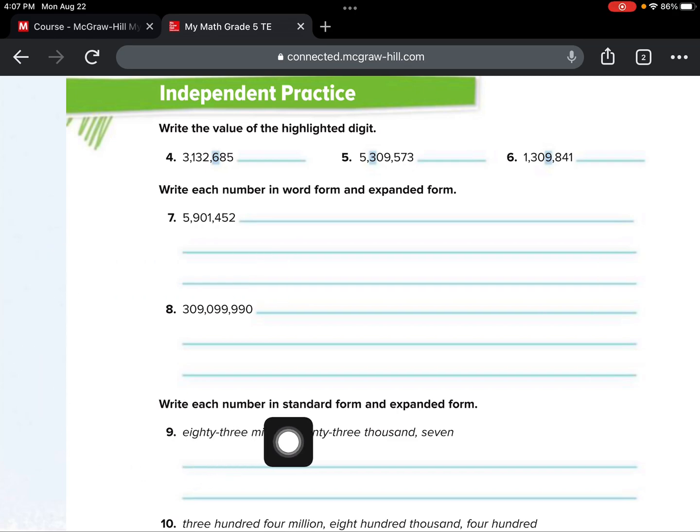Down here, I want you to write it in standard form, which is just the number, and expanded form, which you give a value to each number.